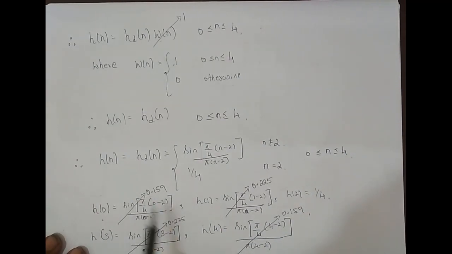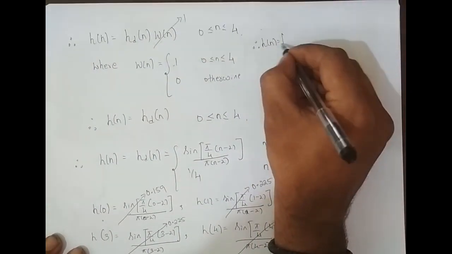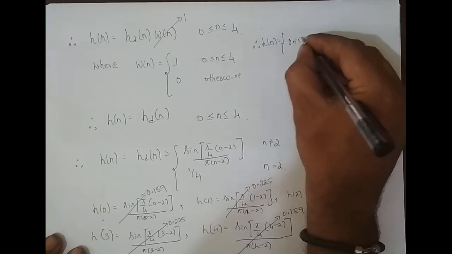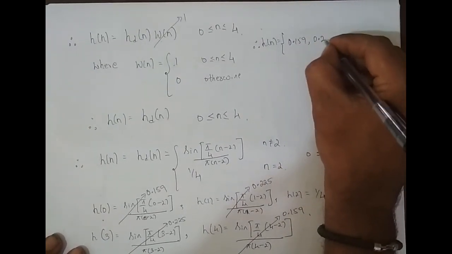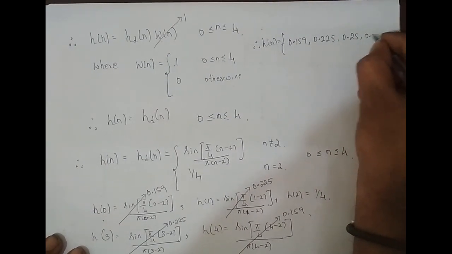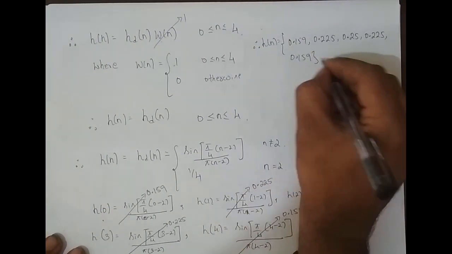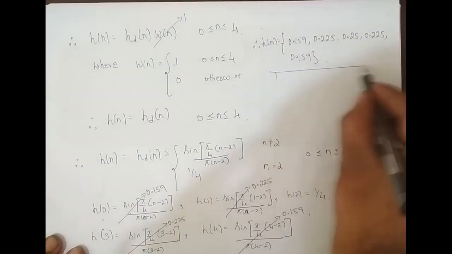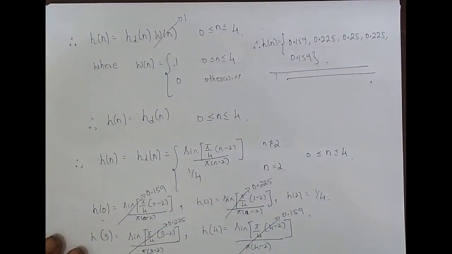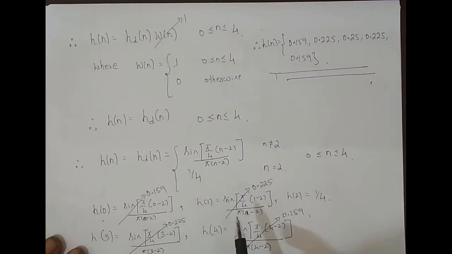First sample is equal to last sample, second sample is equal to last but one sample, and the middle sample is 1 by 4, right? So our h of n is equal to 0.159, comma 0.225, comma 0.25, comma 0.225, comma 0.159. So this is our h of n. Okay, so only if they ask you to get h of n, you have to stop here.